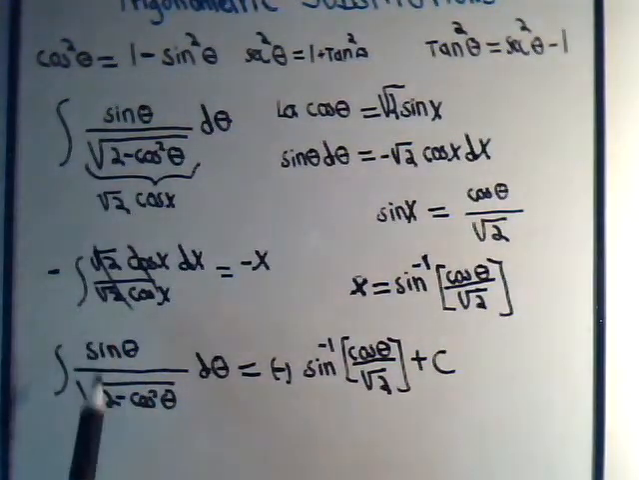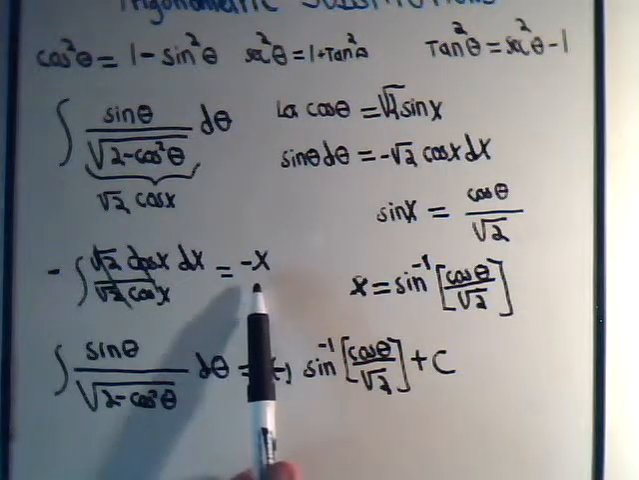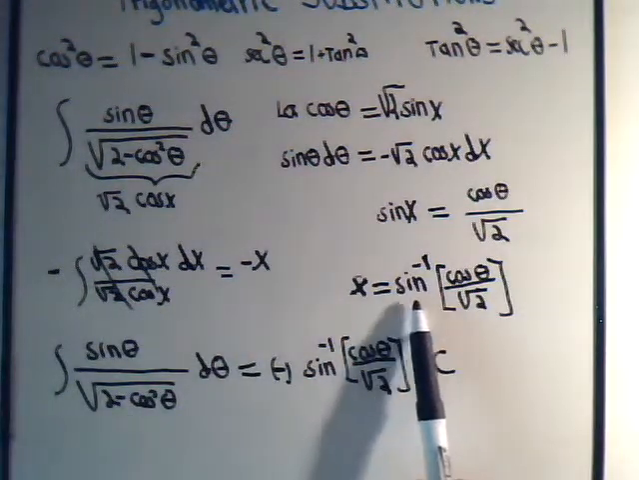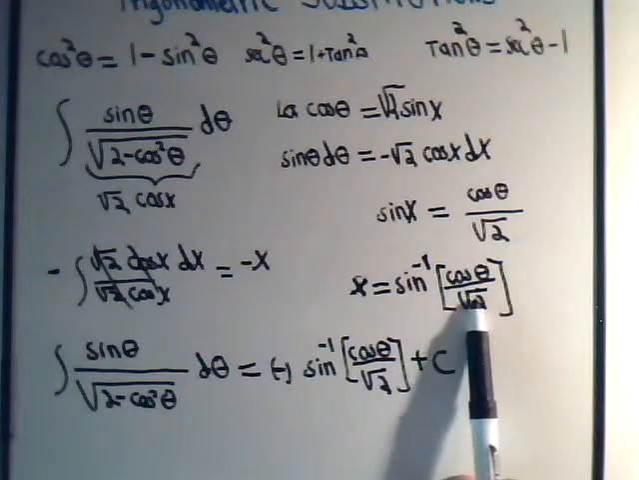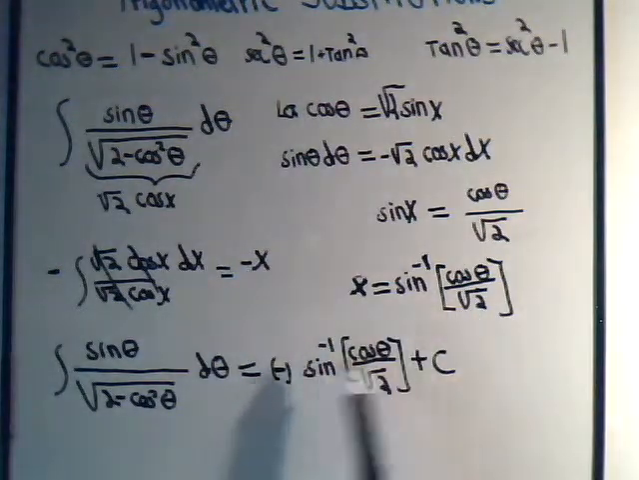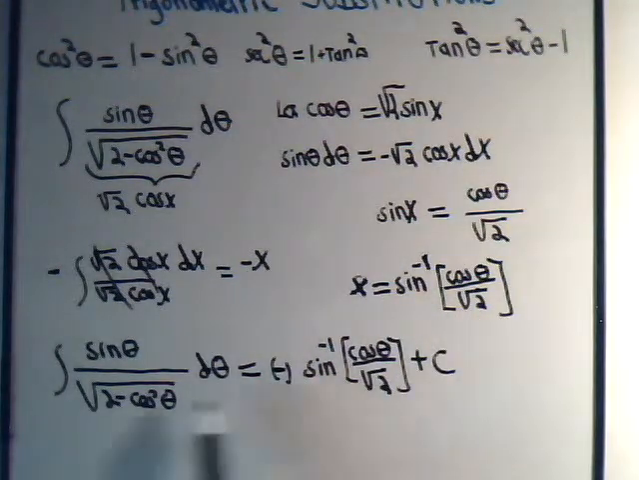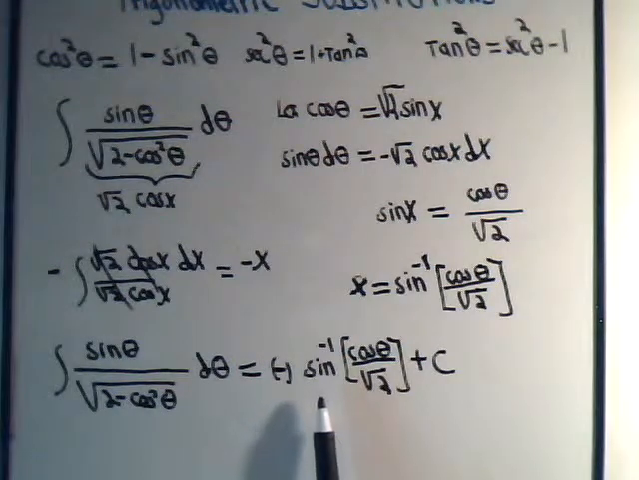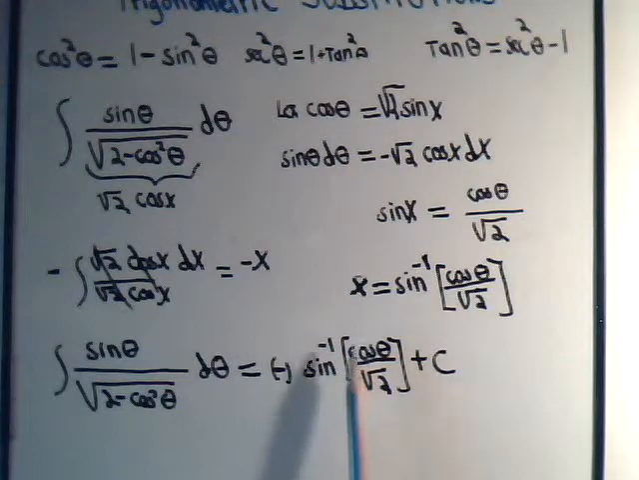Here is our original integral. We got x expressed in terms of theta. We have minus x here, so it's just going to be minus this expression. And there it is. Our answer as a double trig expression, if you will, because we're taking the inverse sine of another trig function.